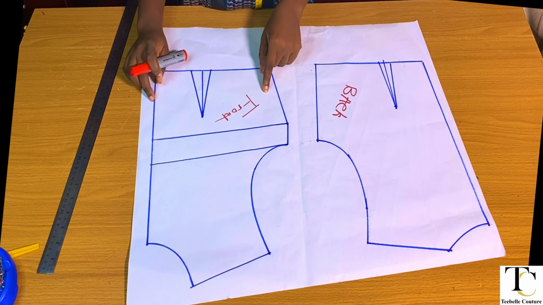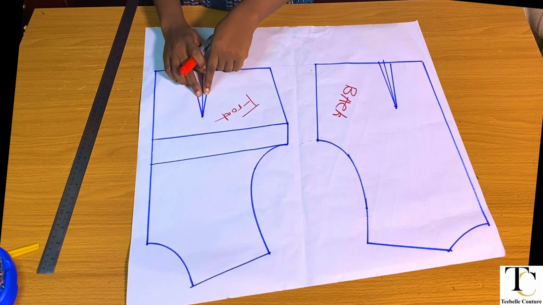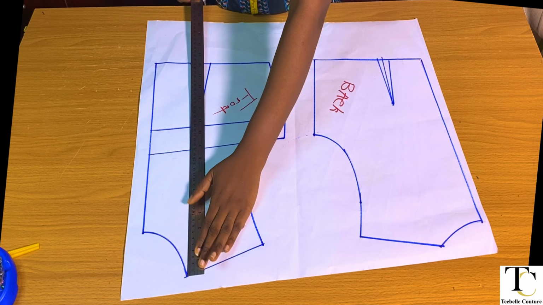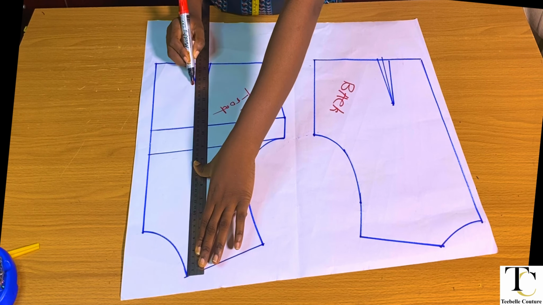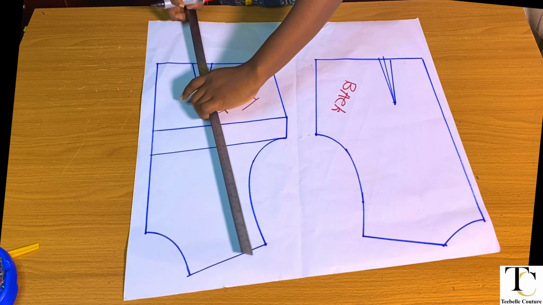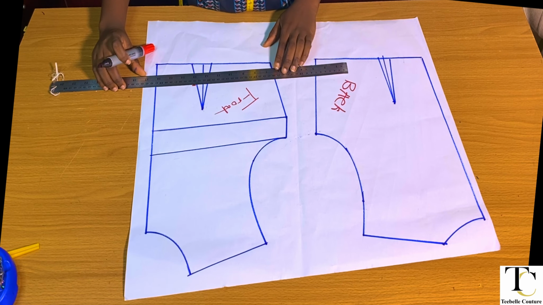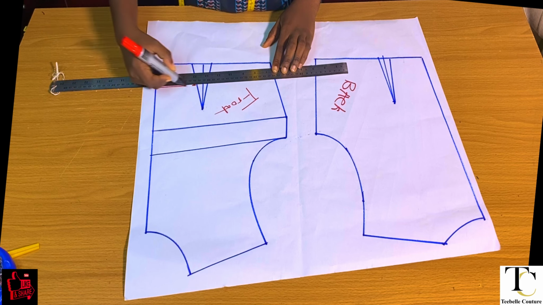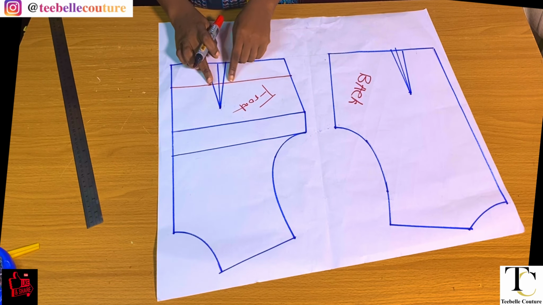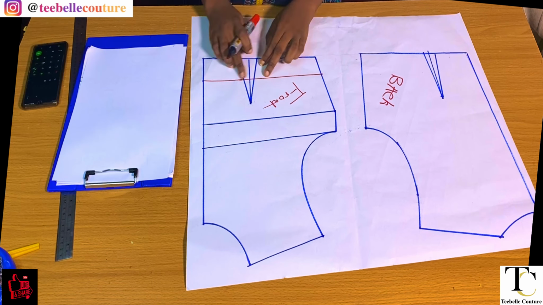The first thing I'll be going in to do is to get my underbust length, which I went ahead to measure. I measured it from the tip of my neck or my neck point and went down straight. Your underbust is between your waistline and your bust line. That is where you get your underbust from.